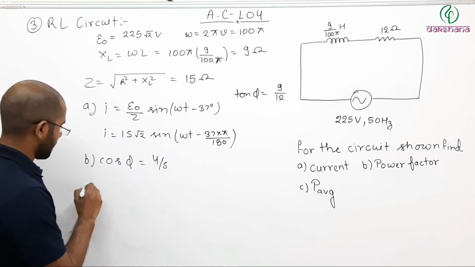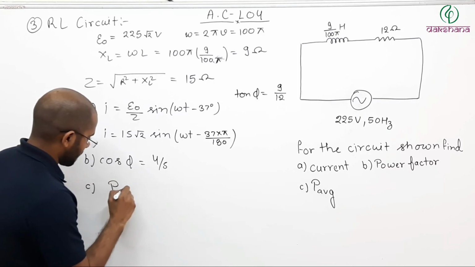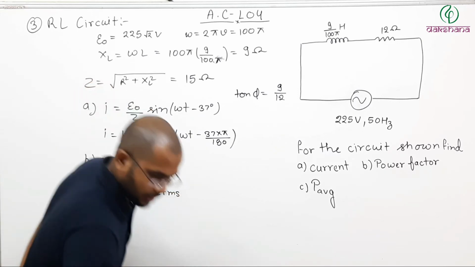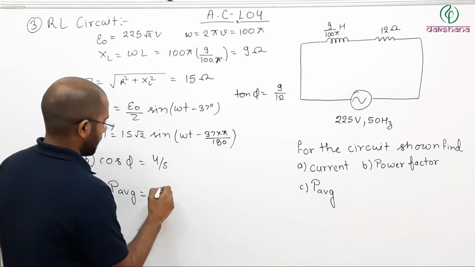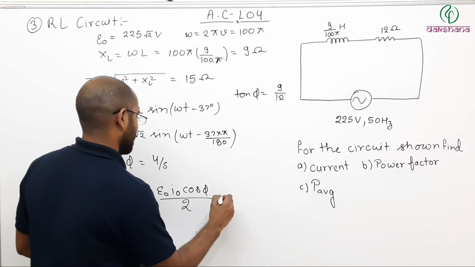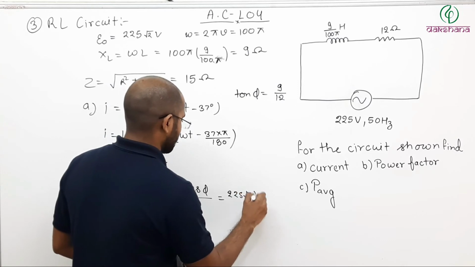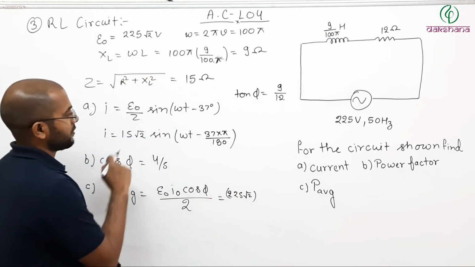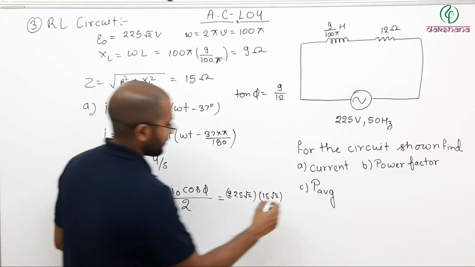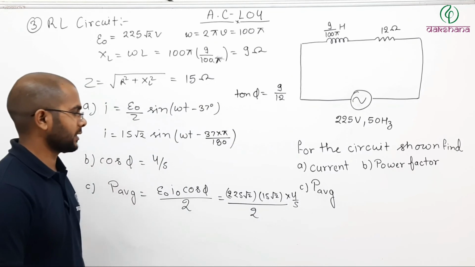Now what is the average power? C. What is the average power consumed in your circuit? So P average is nothing but E RMS times I RMS cos phi, or you can write it like this: E naught I naught cos phi whole divided by 2. So E naught is 225 root 2. I naught is how much? I naught is 15 root 2. Cos phi is how much? 4 by 5. And whole divided by 2.